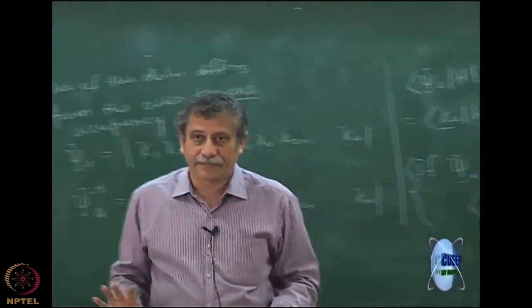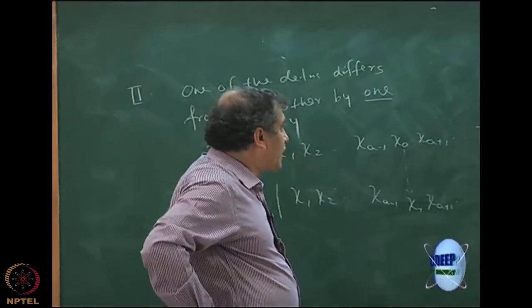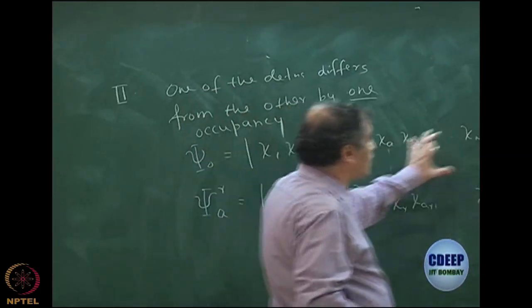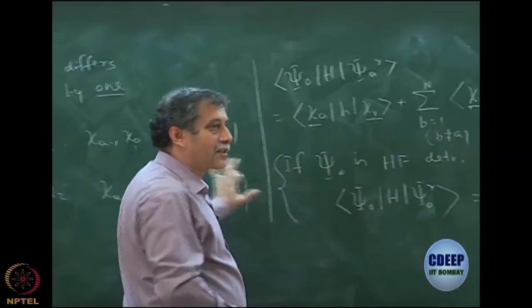So, these are the two essential things that we did yesterday. So, I want to again write that very clearly. The first part was a general Slater rule for any arbitrary determinant.